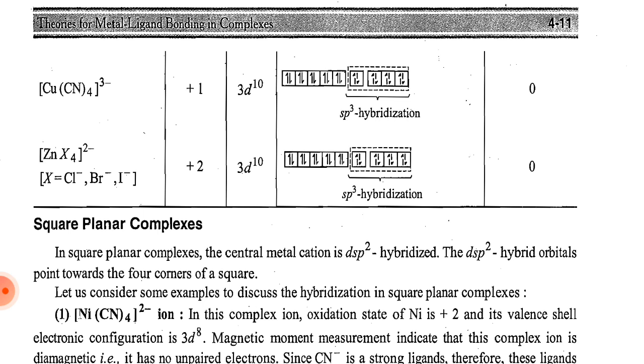ZnX4 2-, X can be Cl-, Br-, I-. The oxidation state of zinc will be +2 and 3d10 will be there in the valence shell. So in zinc the 3d orbital will have 10 electrons. From the halogens it will get 8 electrons. sp3 hybridization will be formed. The number of unpaired electrons is 0.